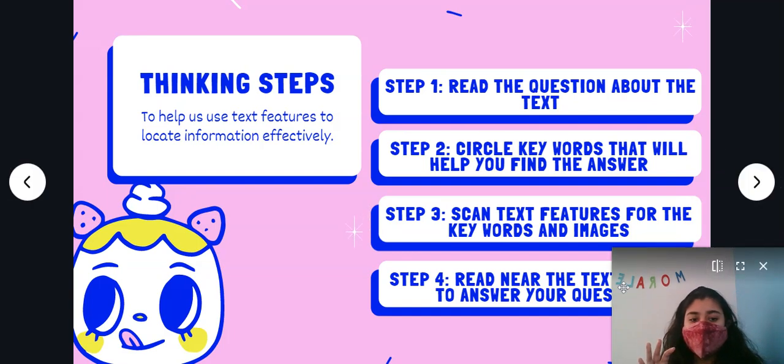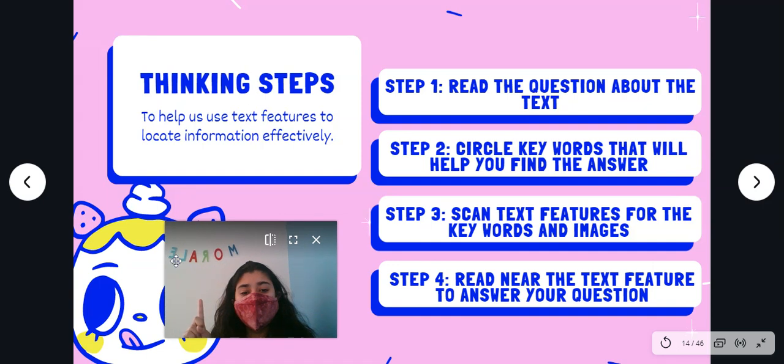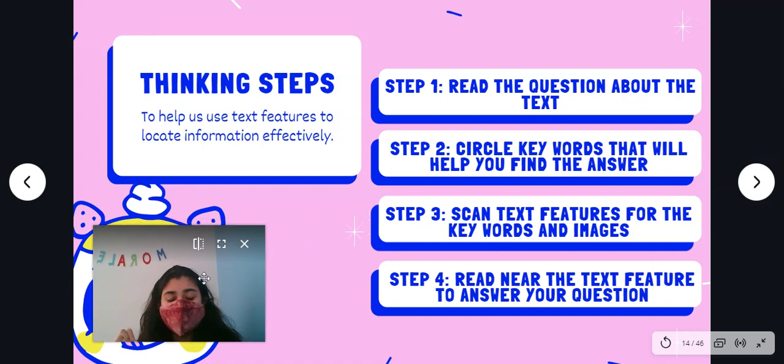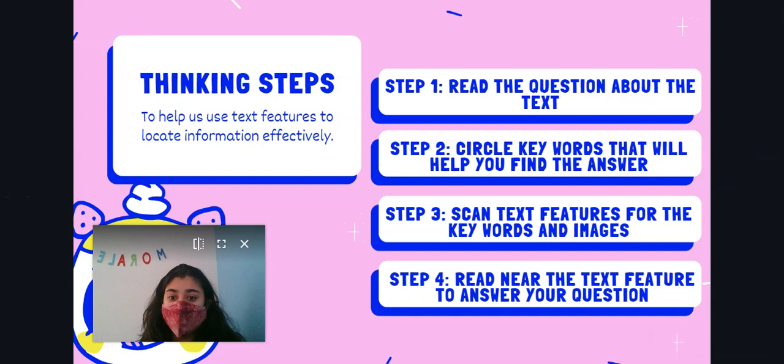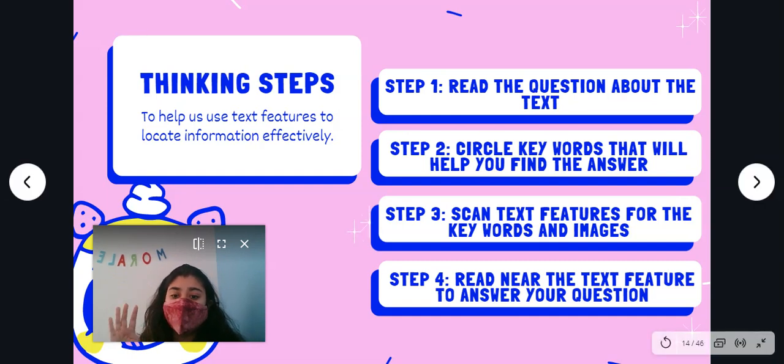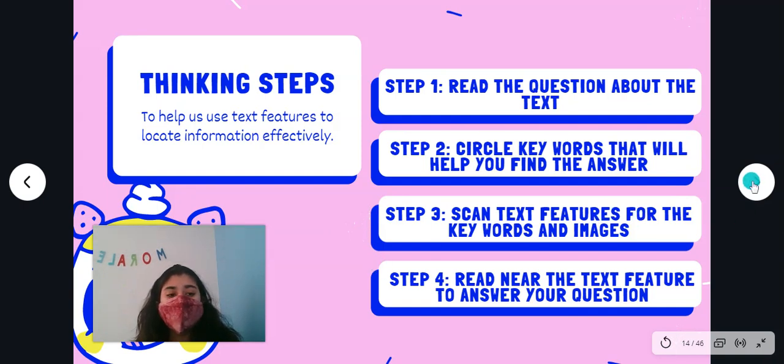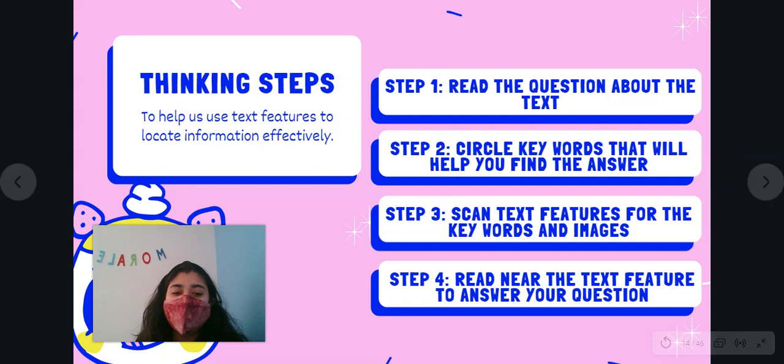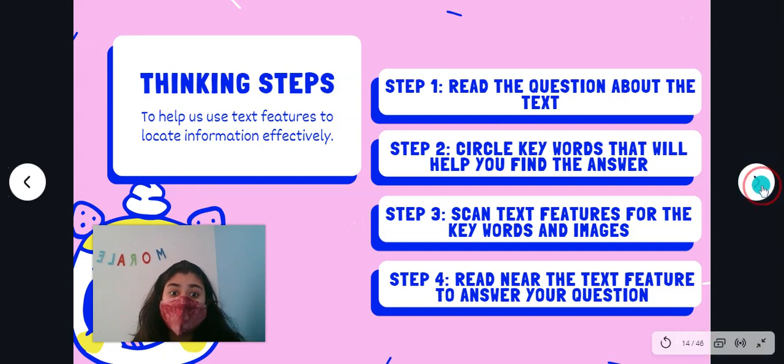Now, our thinking steps are step 1, read the question about the text. Step 2, circle keywords that will help you find the answer. Step 3, scan the text features for those keywords and images. And step 4, read near the text feature to answer our question. So let's take a look in depth at what these steps actually need us to do.